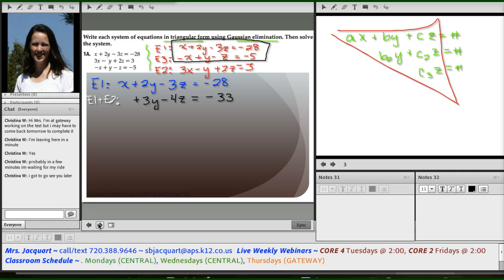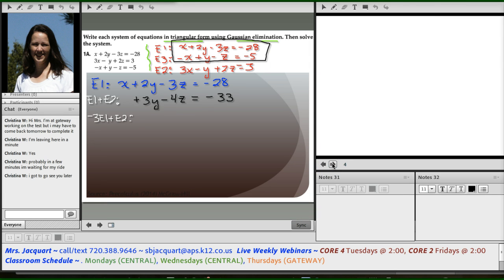I'll tell you what I'm doing. I'm going to take negative 3 times equation 1 plus equation 2. And I'm going to go to the whiteboard and work that one. So, negative 3 times equation 1. Negative 3 times x is negative 3x. Negative 3 times 2y is negative 6y. Negative 3 times negative 3z is a positive 9z. And then negative 3 times negative 28 is a positive 84. And then I'm just going to rewrite equation 2.